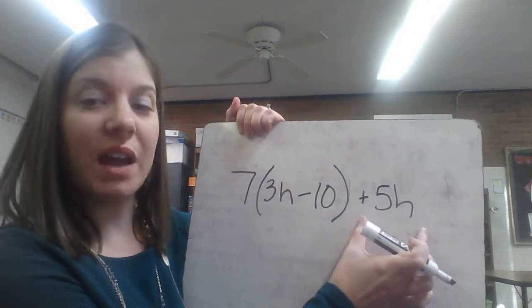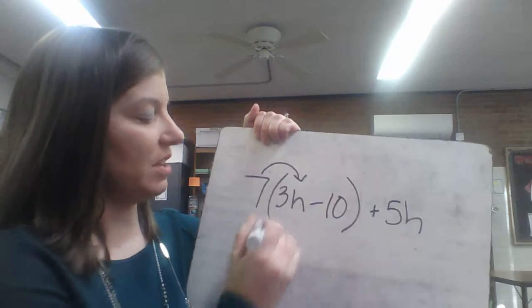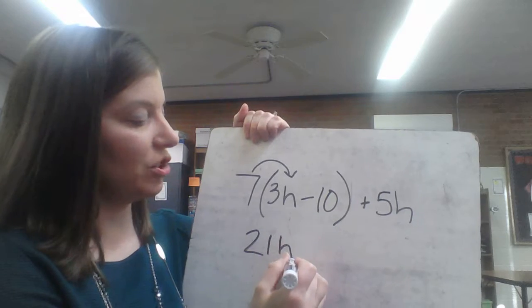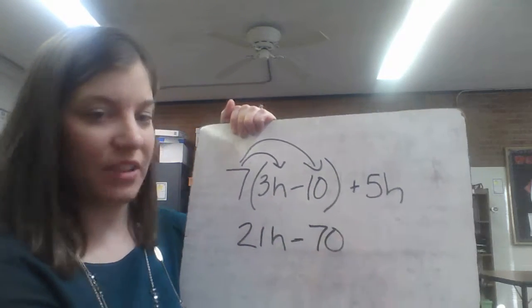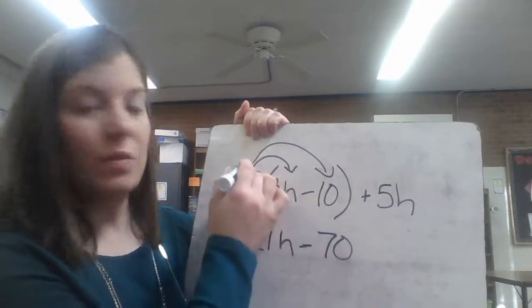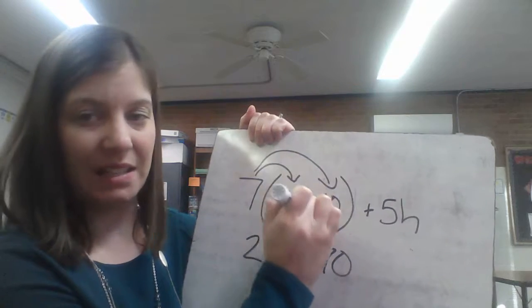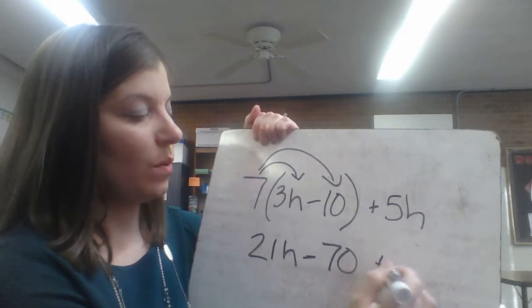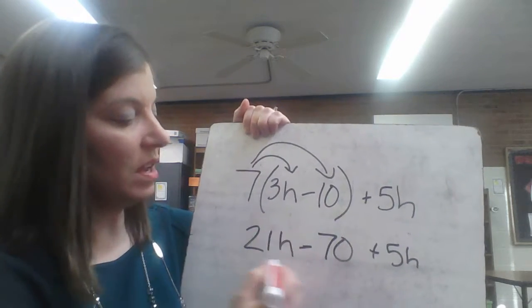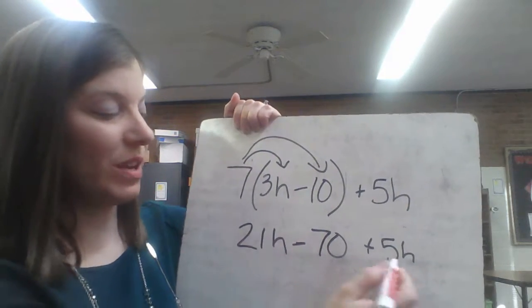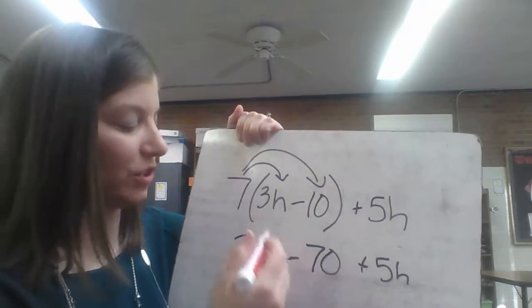So right now, we are not going to do anything with this 5h. 7 times 3h is 21h. 7 times negative 10 is negative 70. Now, we do not do 7 times 5h because that is not on the inside of the parentheses. Instead, we just bring down the 5h. Now, we're not done. What do you think we can do? Yes, we can draw shapes and put like terms together.